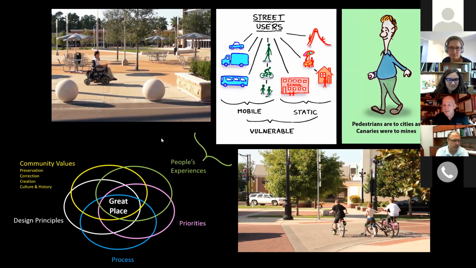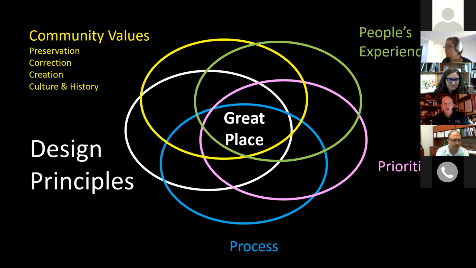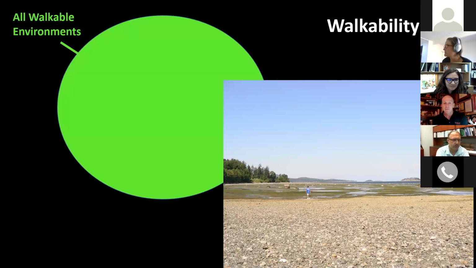Next. So that's kind of how to make a great place using streets. And I'm going to look at the principles through the lens of walkability. So all walkable environments have three attributes that are important, whether it's a beach or a downtown or whatever. There's three things that link all walkable areas together.